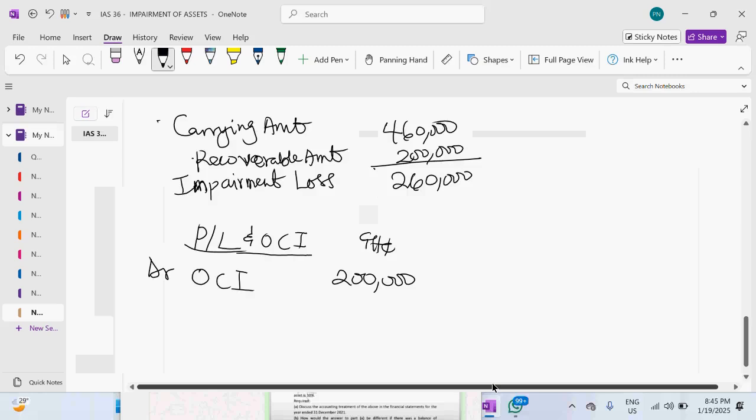So impairment loss of 260, and we are having a surplus. So the surplus will reduce the impairment loss by 200,000. So how much will be the loss in the books now? 60,000. Where would the 60,000 loss go? The 60,000 loss will be debited to the P&L, right? Yes. It will be debited to the P&L.